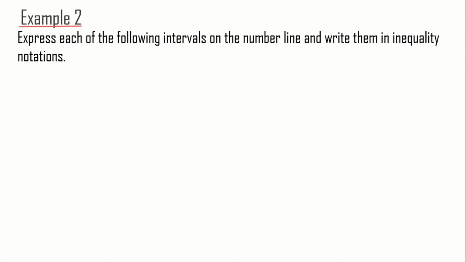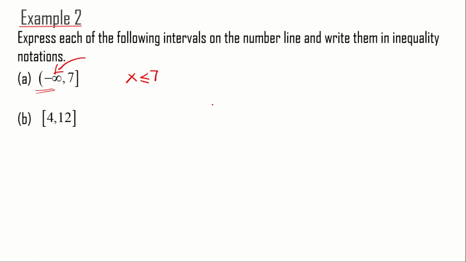Let's look at example 2. We have here, express each of the following intervals on the number line and write them in inequality notations. The first one we have is from negative infinity to 7. So again, look at the bracket that we use for negative infinity. It's a round bracket. In inequality notation, basically your value of x is at the left of 7. So basically x is less than or equal to 7.